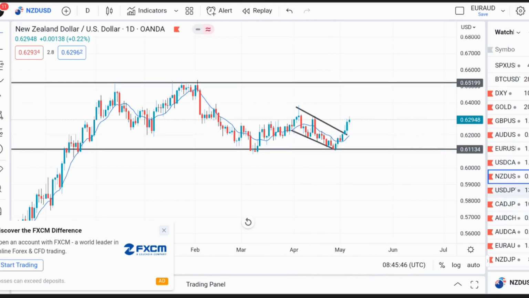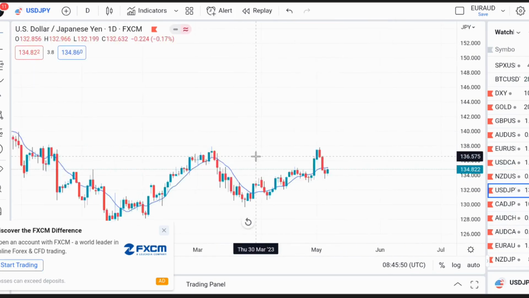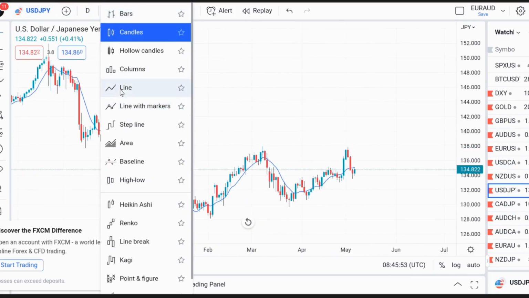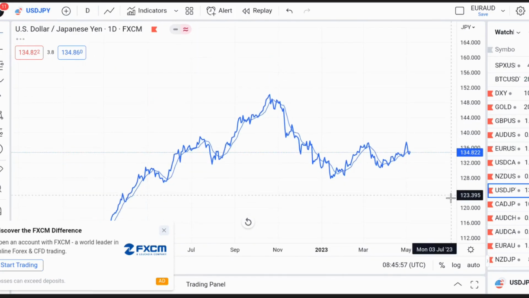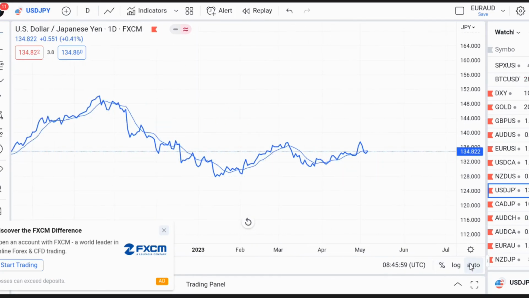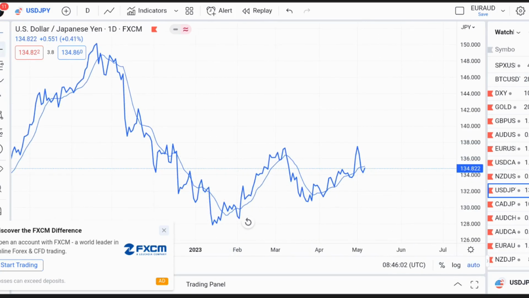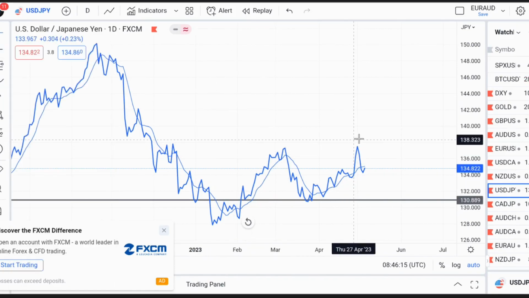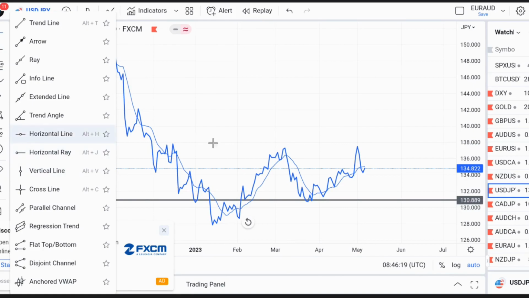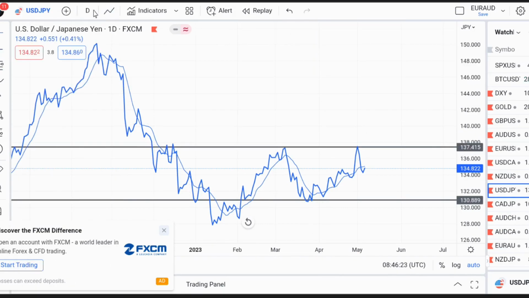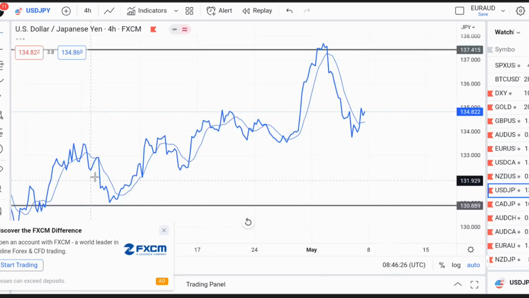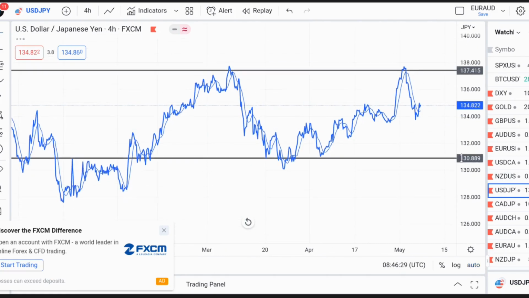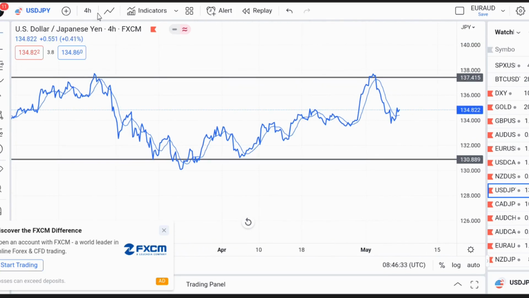So let's go to US dollar JPY. Using the line chart, let's indicate the support and resistance. Here we have a support level here. When it got here, it got rejected, and when it got to this particular resistance level, it got rejected too. So using the 4-hour time frame, let's see what's going on right there. Back to candlestick.